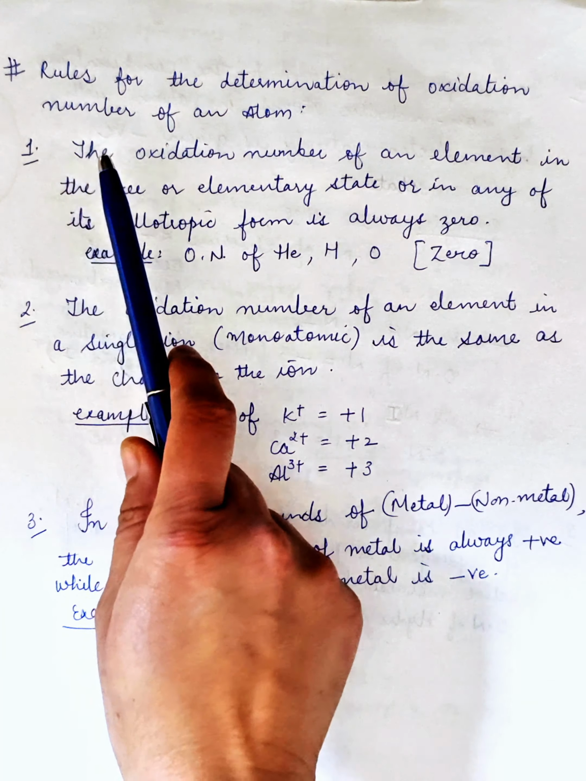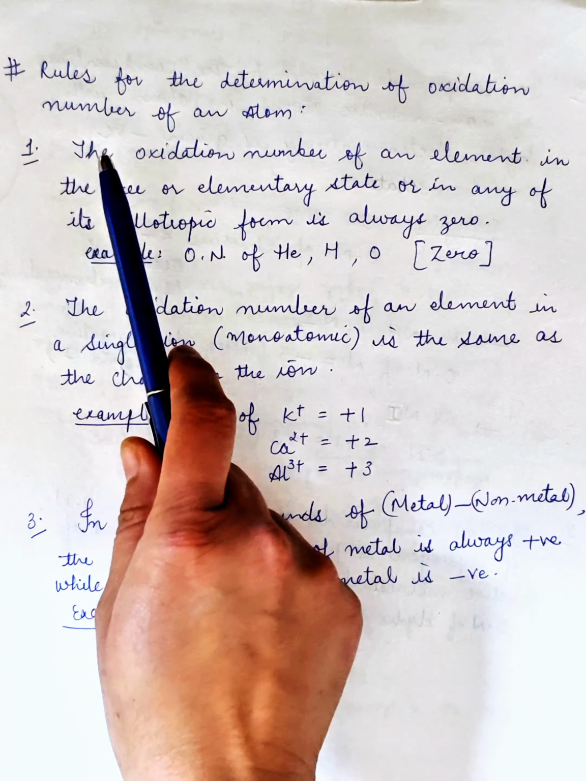number 0. In the second rule, the oxidation number of an element in a single ion or monoatomic ion is the same as the charge on the ion. For example, in the potassium cation, we have a single positive charge, so the oxidation number of the potassium ion is +1. Calcium has a +2 charge, so its oxidation number is +2. Similarly, aluminium has a +3 charge, so its oxidation number is +3.